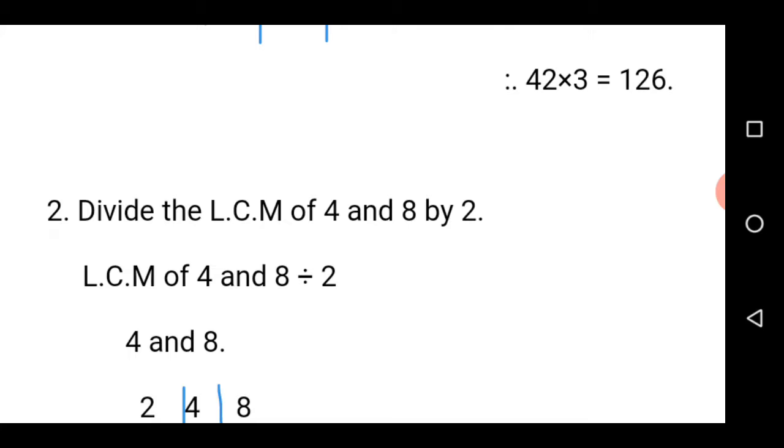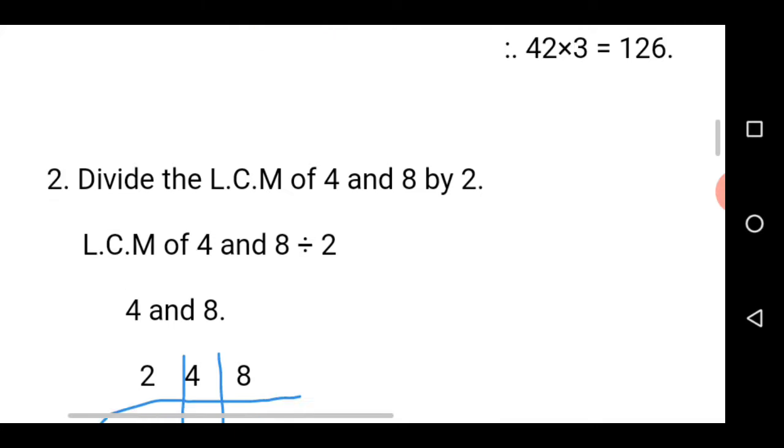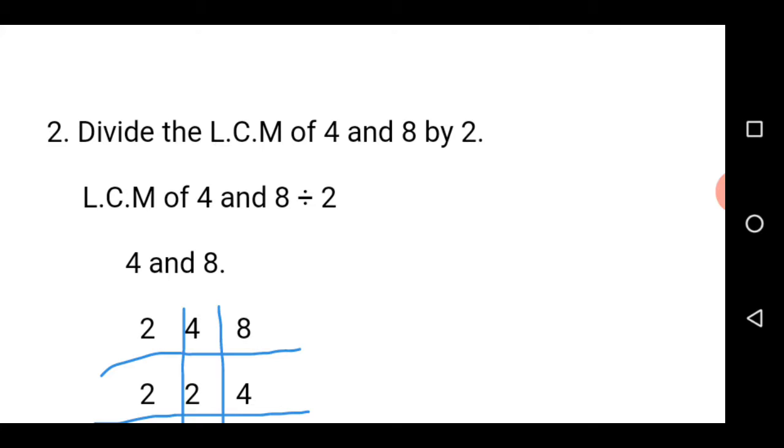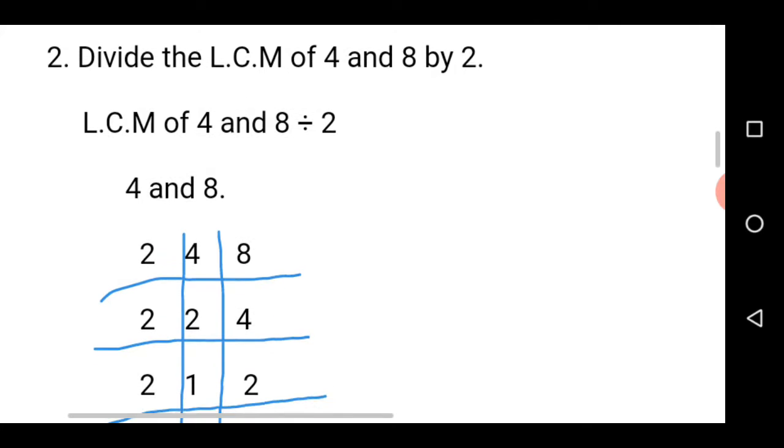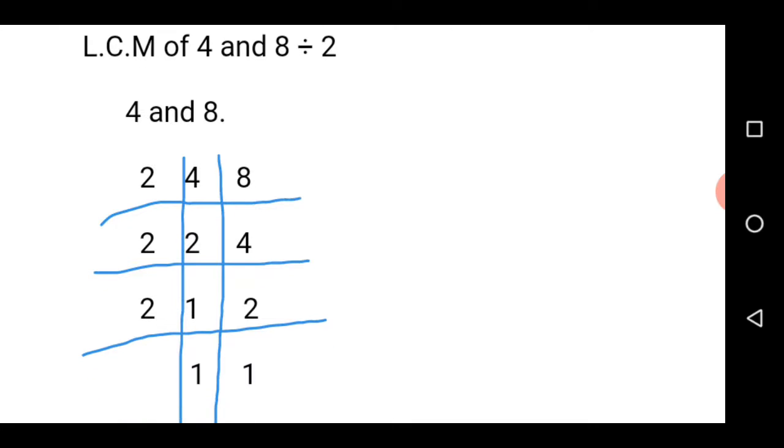The second question that is given to you is this: divide the LCM of 4 and 8 by 2. The first thing you have to write out, you will say LCM of 4 and 8 divided by 2. So the next thing you have to do after that, you will now write the numbers that are given to you, which is 4 and 8. You will now start your division by using divisor 2.